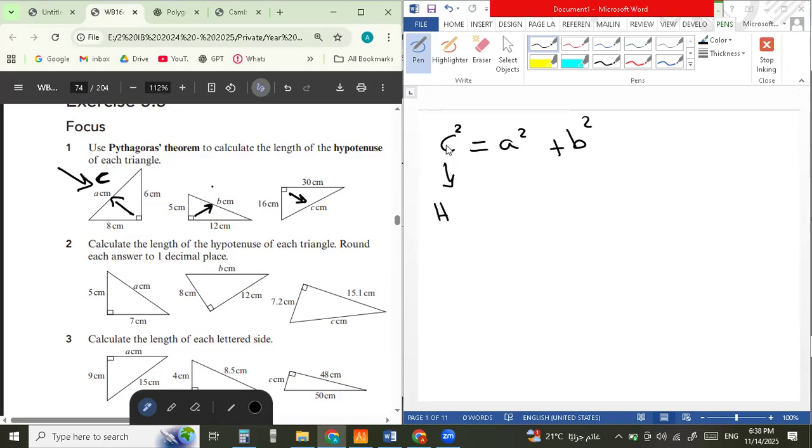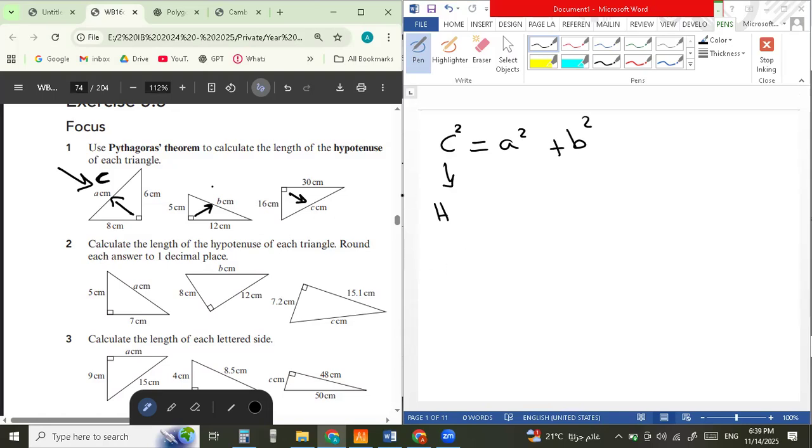In this rule, C is the hypotenuse. They might refer to it in the question as B, they might refer to it as A, they might refer to it as C. I don't care. The hypotenuse squared equals the sum of the other two sides, each of them squared as well.